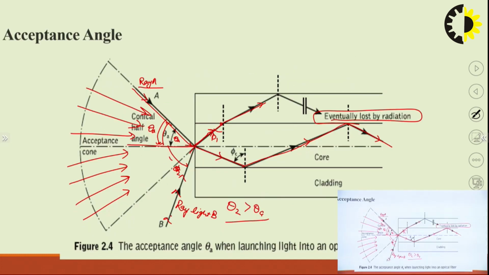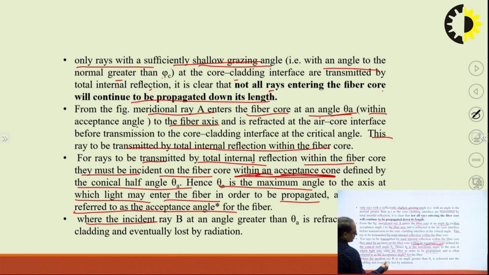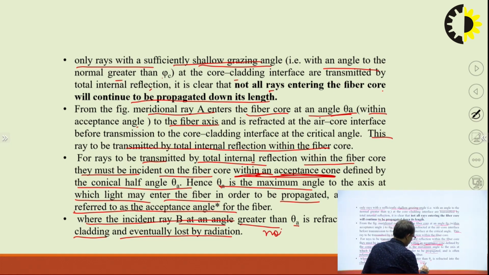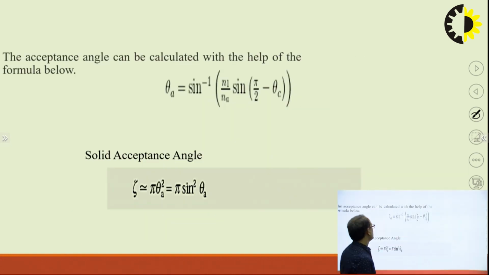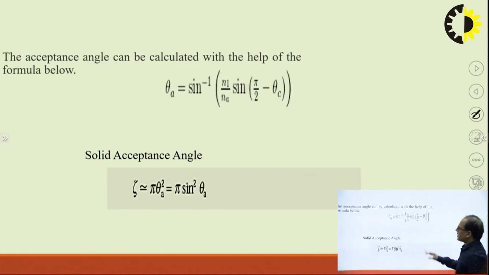Now the light ray B, which is making an angle greater than the acceptance angle, is reflected into the cladding and is eventually lost, and will not perform total internal reflection. Clear? So the acceptance angle can be calculated.